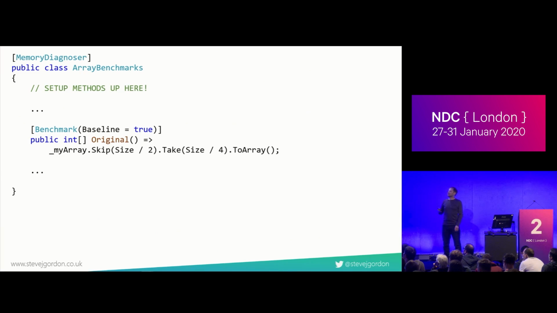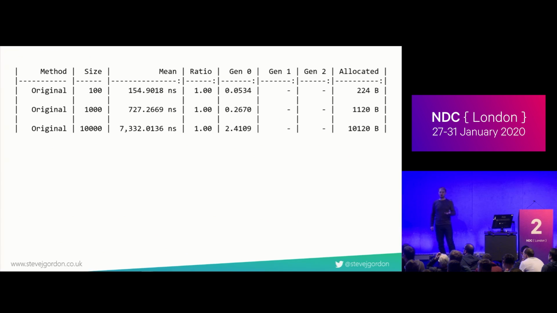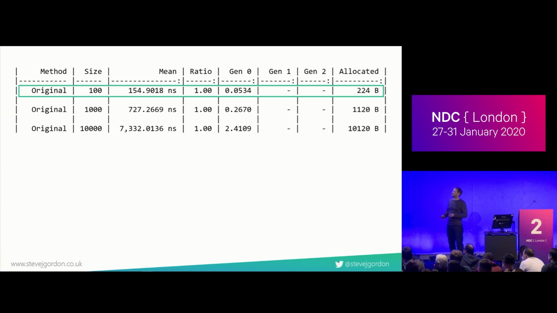All I've done here is added a benchmark attribute, in this case with the baseline equals true, which says this is the starting point of code that I'm coming from. So I want to measure everything else against this. And we can run that benchmark, and we get 3 results this time because of the 3 different param sizes that we put through. So we can see that 154 nanoseconds, 224 bytes allocated in the first run at 100, the original size for the array.